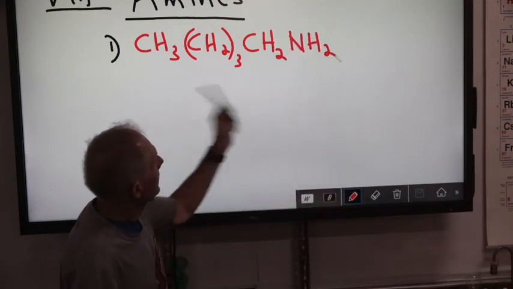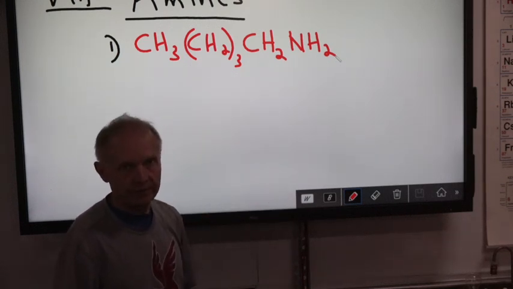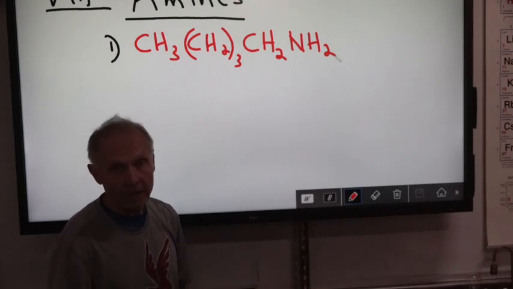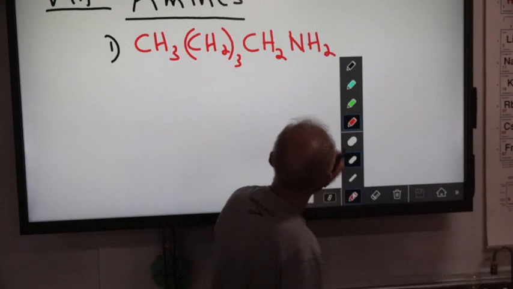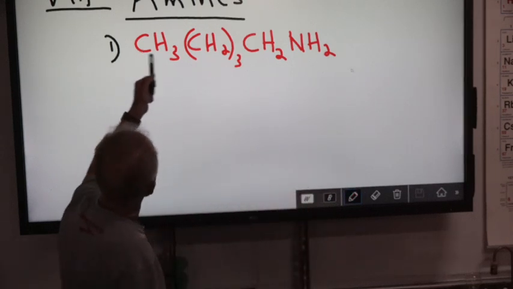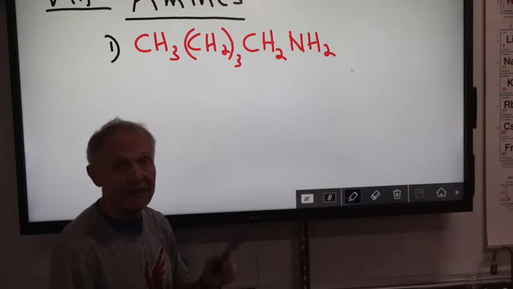Okay, so here is the molecular formula. Watch how you build this thing. First, you've got to find out how many carbons there are in a row, or in the trunk. So we have one carbon there, three there, that's four, five. So we have five carbons.